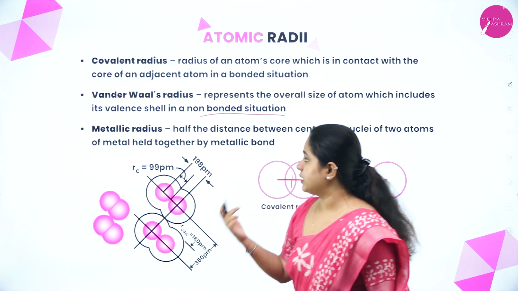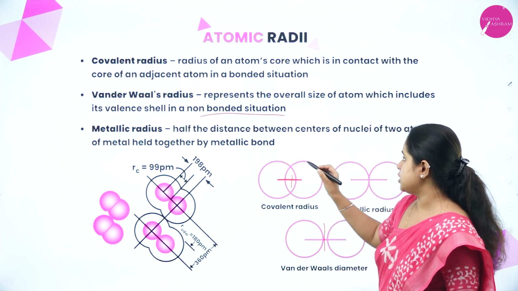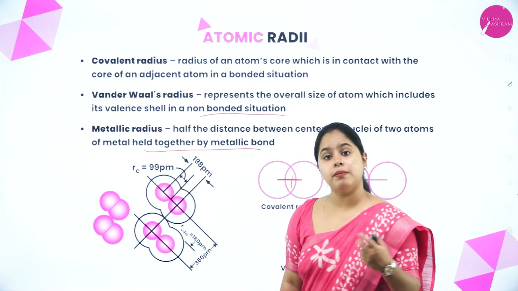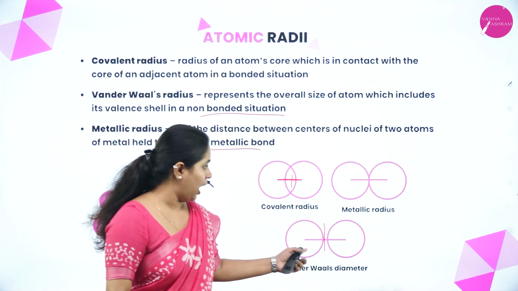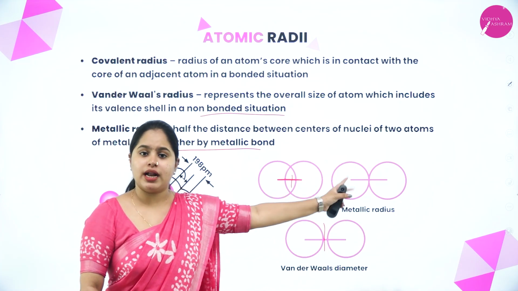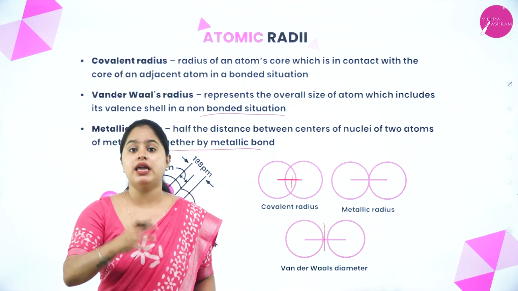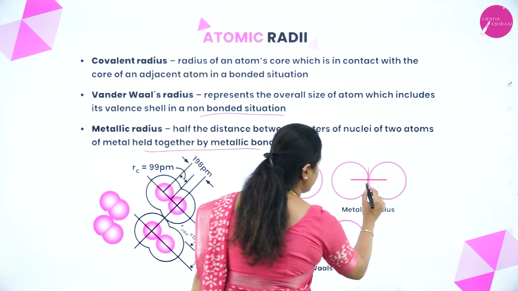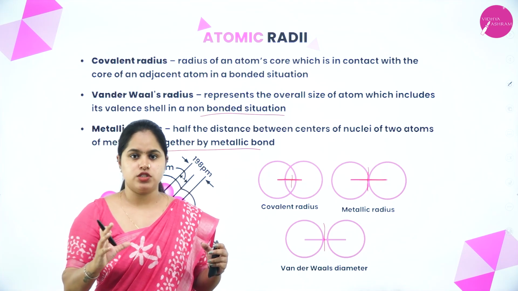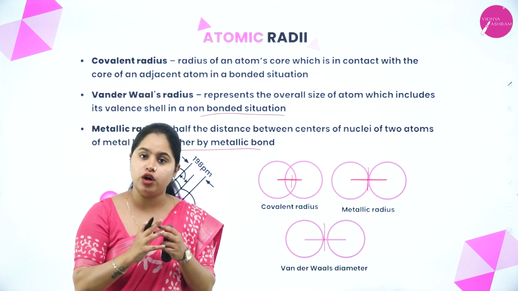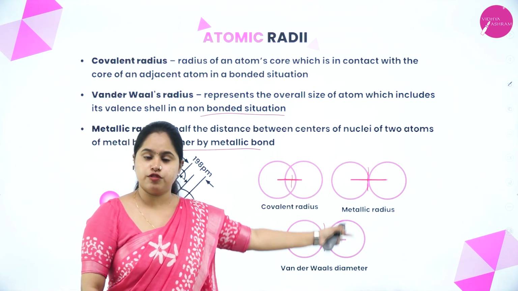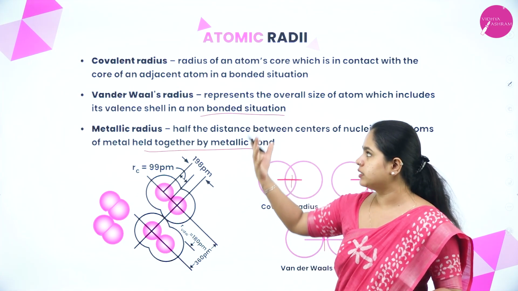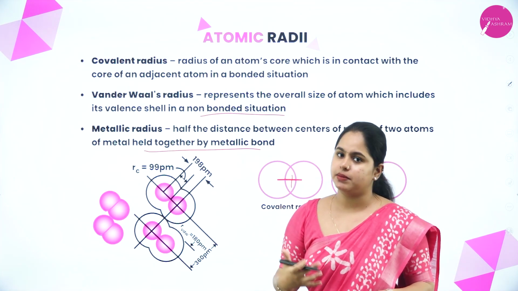And moving on to the last one, that is metallic radius. It is half the distance between the centers of the nuclei of two atoms of a metal held together by a metallic bond, right? So these are two atoms of metals bound together by a metallic bond. If we take half of the distance between the nuclei of these two metal atoms, that will give you the metallic radius. So I hope you are clear with all the three: covalent radius, van der Waals radius and metallic radius.